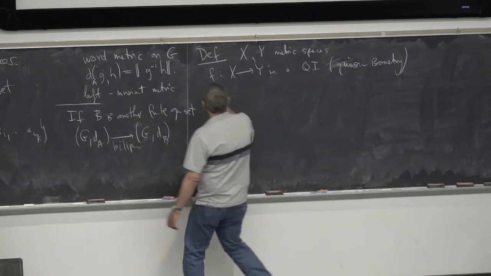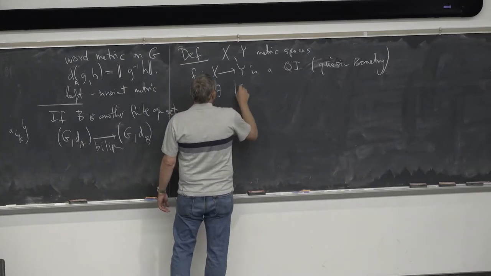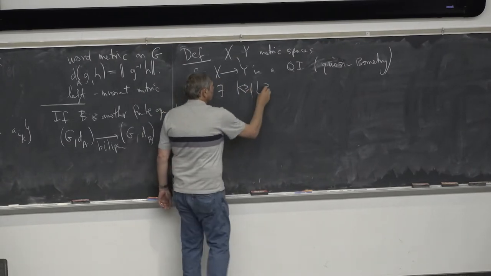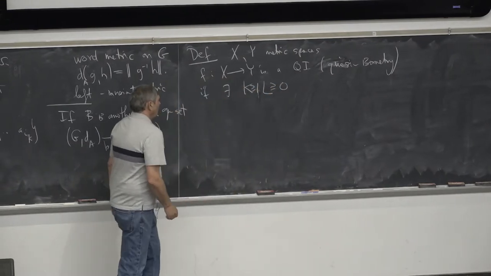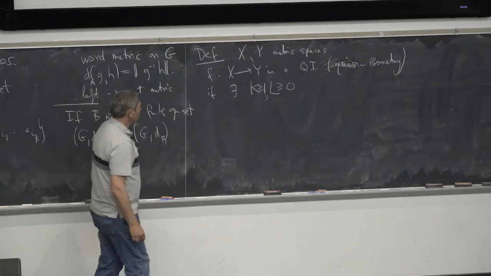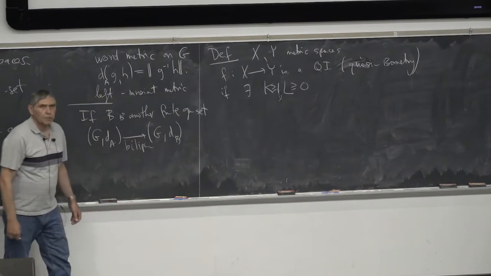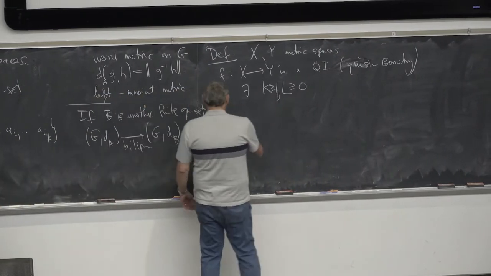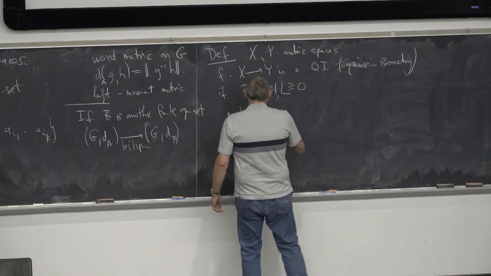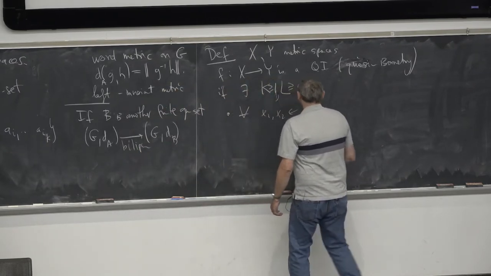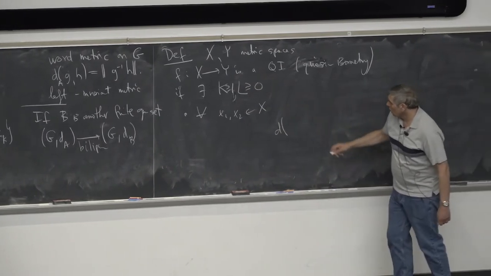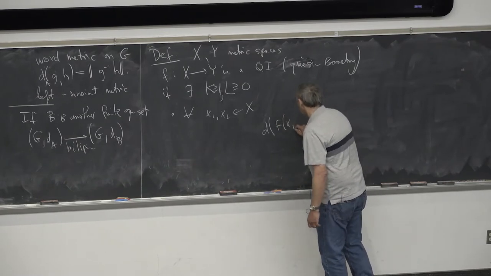If you can find constants k, l, where k is greater than or equal to 1 and l is greater than or equal to 0, so that two things hold. The first property is sort of a weakening of being Lipschitz or bi-Lipschitz. For every two points x1 and x2 in X, I want to estimate the distance in Y between the images of x1 and x2.